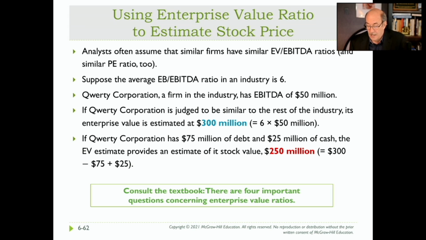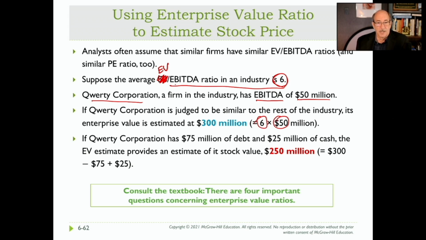So let's say that we have an industry average of EV. Sorry, that should be EV. Scratch that. I'll fix that in the slides. That should be EV to EBITDA for the industry is 6. We've got a corporation that has an EBITDA of 50 million. So QWERTY Corporation has 50 million in EBITDA. And we're going to multiply that 50 million by the industry average ratio of 6 to come up with an enterprise value for QWERTY of 300 million.